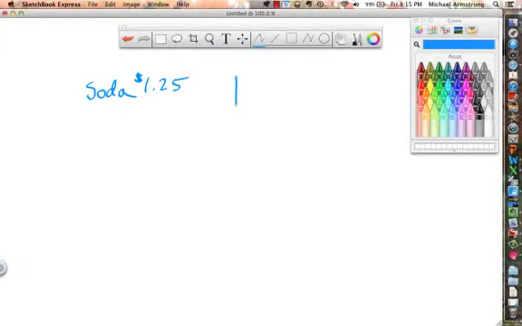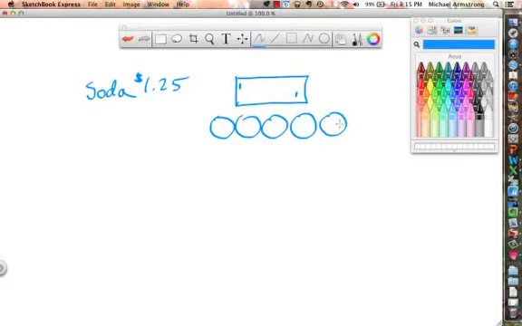So this is your money. You have a $1 bill, a $1 bill, and you have 5 quarters. I'll just put a little Q on them so that you know what they are. And you also have 3 dimes, and you have 2 nickels.